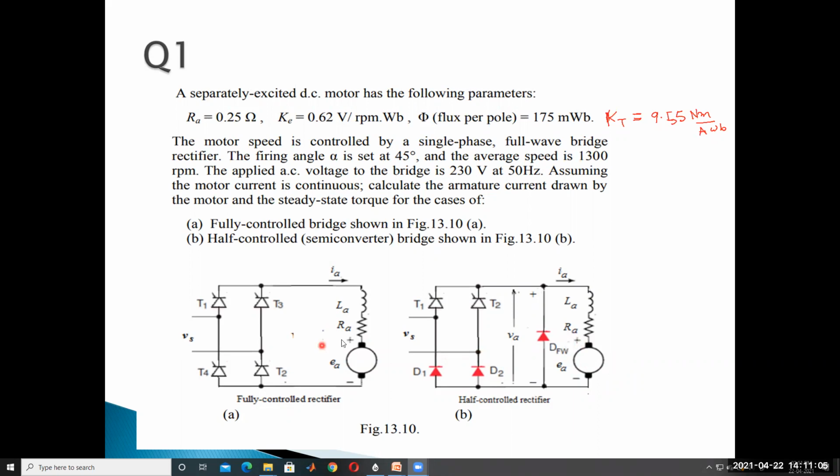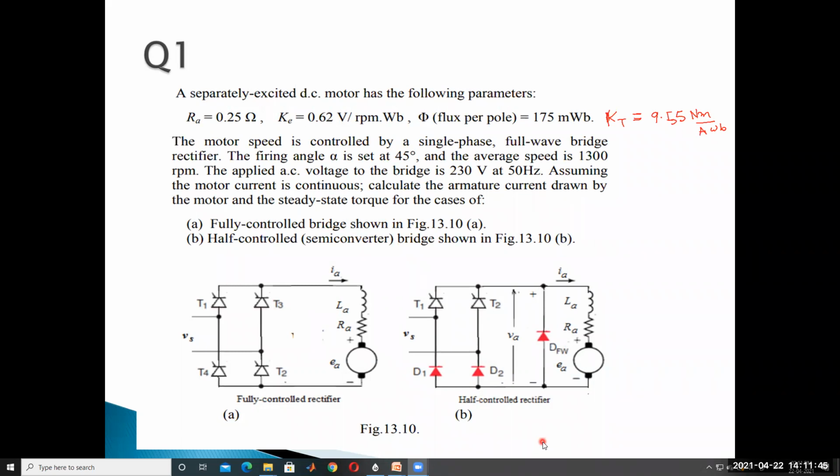This speed can be controlled by using a semi-converter drive and a fully controlled converter drive. And the input supply to the converter is 230 volts and 50 Hz, the same for both. Assuming continuous current conduction mode, calculate the armature current and steady state torque developed by the motor for the two cases: fully controlled bridge rectifier and semi-converter.